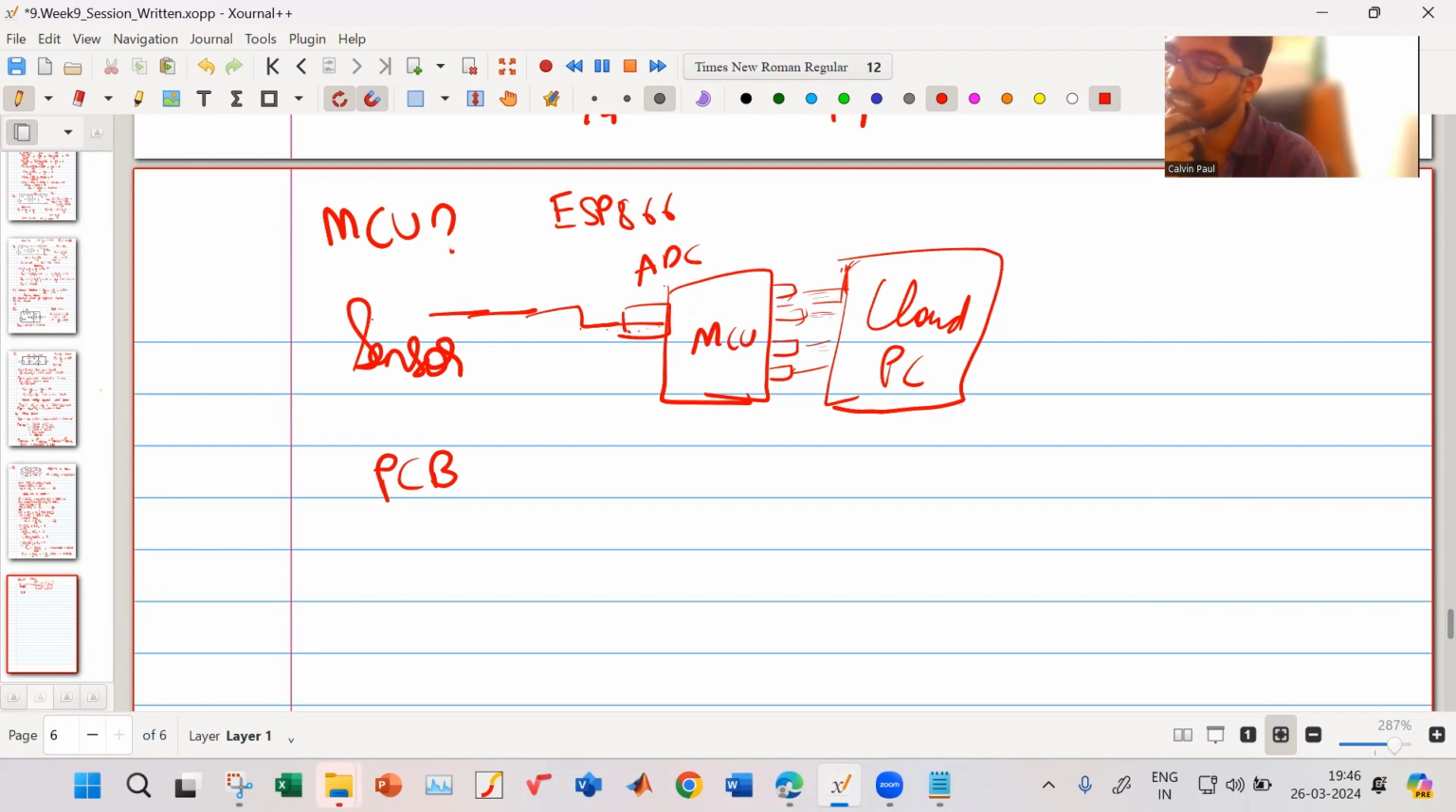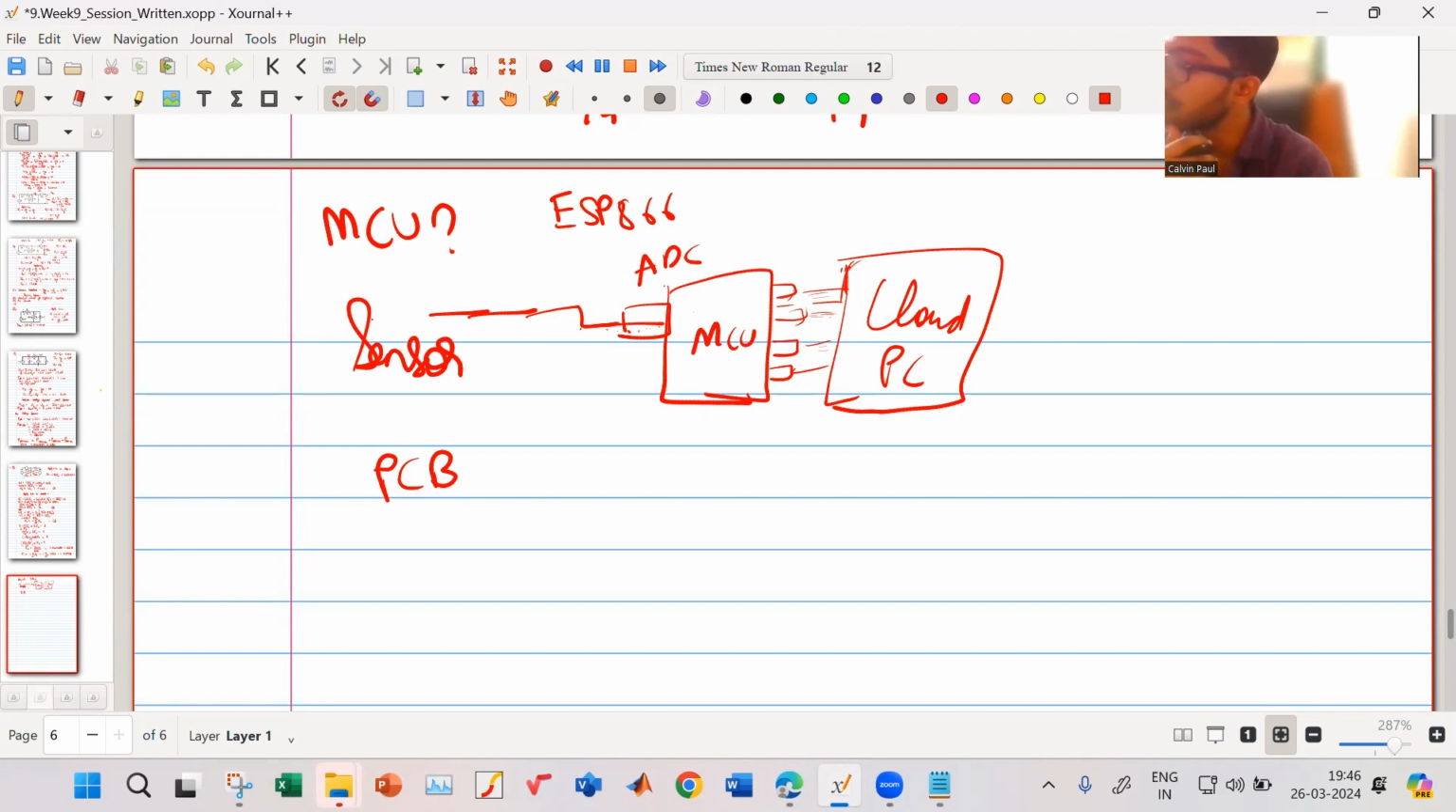And which cloud will you be sending it to? And how will you be sending it to the cloud? Sir, that NodeMCU works. It has a Wi-Fi module in it, sir. Oh, okay. So from that you send it directly to the cloud. Yes, sir.